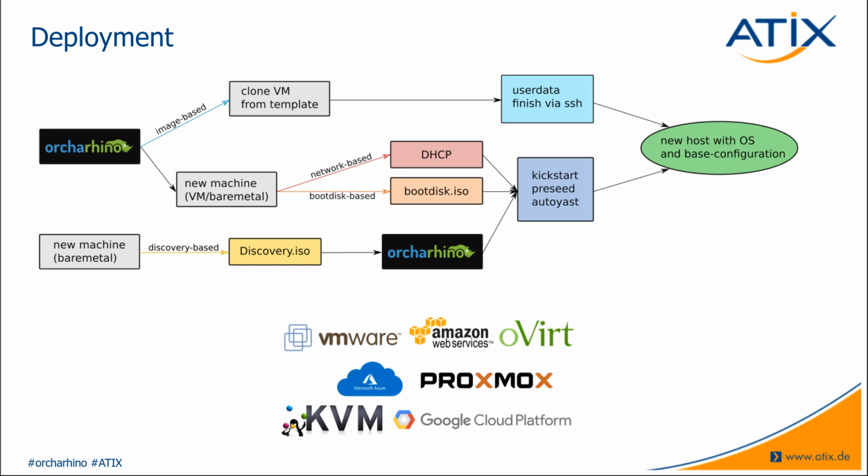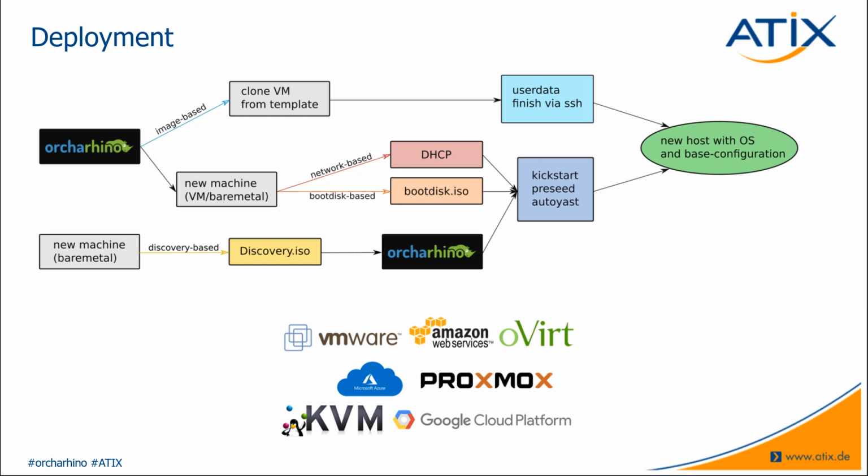If we want to deploy a completely new machine, this might be a virtual machine or also a bare metal machine, there are two ways. The first approach is a network-based approach, which works if we have a DHCP. Then the server comes online and gets the network information from the DHCP. If we don't have a DHCP, we can still deploy with static IP addresses. In this case, we need to apply the bootdisk plugin.